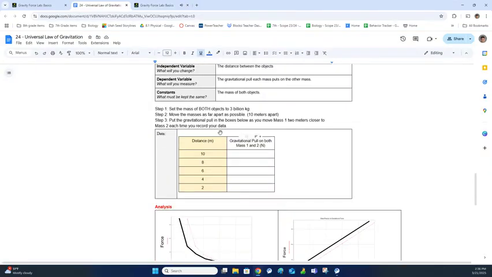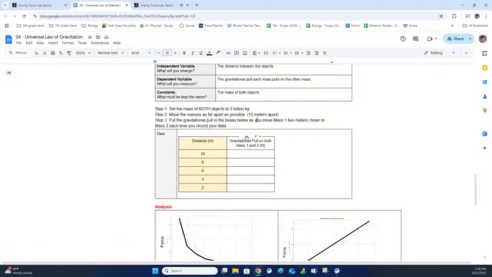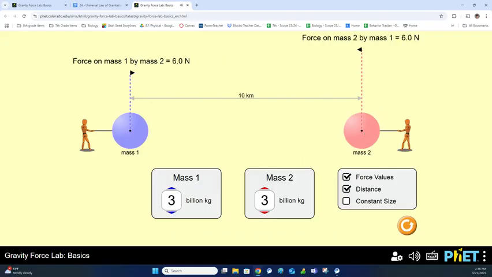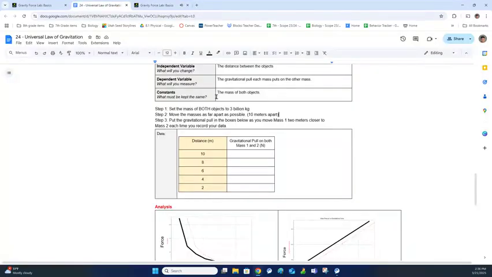Second experiment, we're going to change the distance. Set both masses to 3. Boom. And then you're going to set them as far away as 10 meters. So 10, here's your force. And we're just going to bring them closer and closer and see how that affects that gravitational pull.